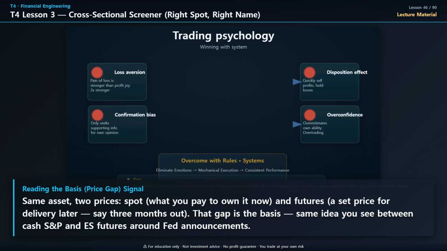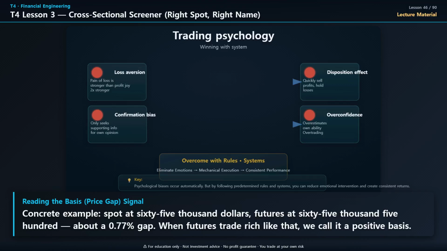Same asset, 2 prices. Spot, what you pay to own it now, and futures, a set price for delivery later, say 3 months out. That gap is the basis. Same idea you see between cash S&P and ES futures around Fed announcements. Concrete example: spot at $65,000, futures at $65,500, about a 0.77% gap. When futures trade rich like that, we call it a positive basis.